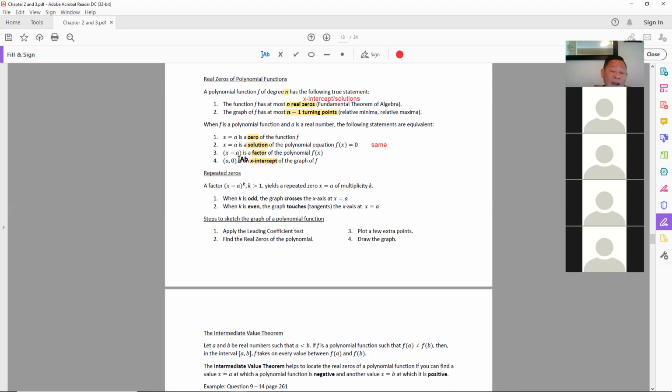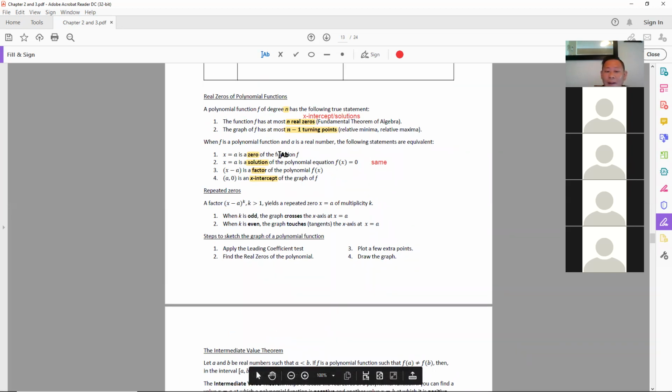And how do you find this? You solve it. They all mean the same thing. You guys all right here with this? And when you do your homework and my test, make sure you read the question carefully. Sometimes your homework wants the zero form, sometimes the factor form, sometimes the x-intercept form, or sometimes they want a combination of those two.